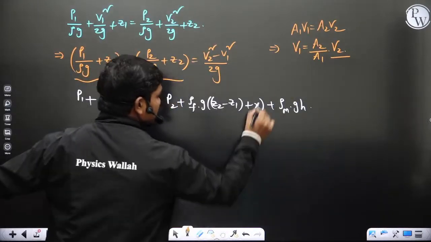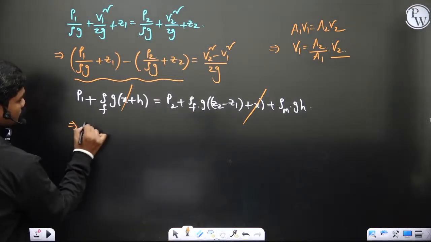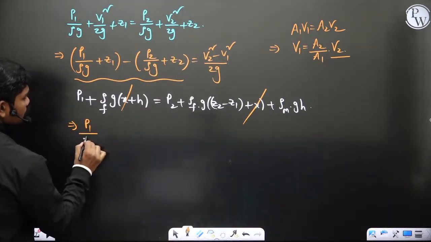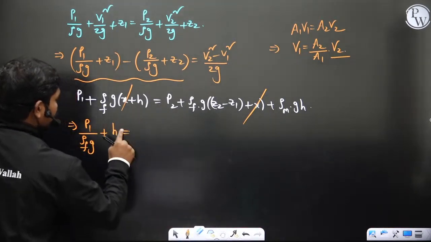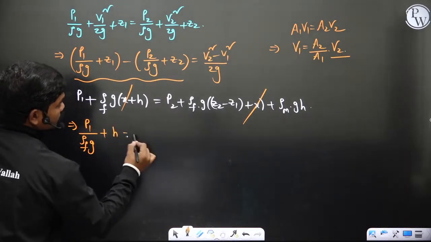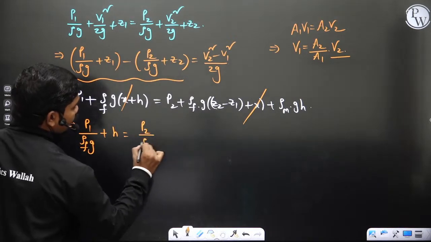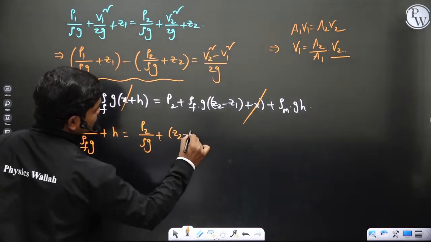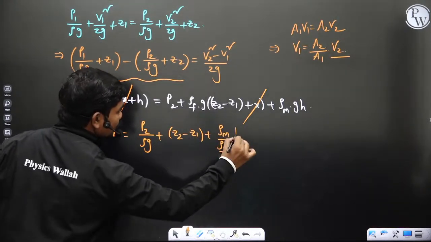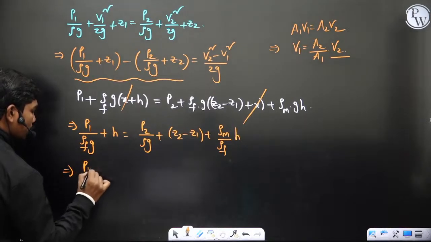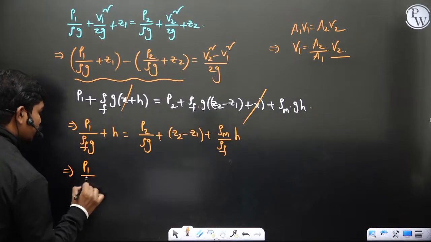So if you simplify, this X and this X get cancelled on both sides because rho f g is the multiplication. So this gives you P1 by rho f g plus H is equal to, okay, so this H is equal to, then we have P2 by rho g plus Z2 minus Z1 plus rho m by rho f, g gets cancelled, into H. Okay, so you can see P1 minus P2 by, or P1 by rho fluid g.